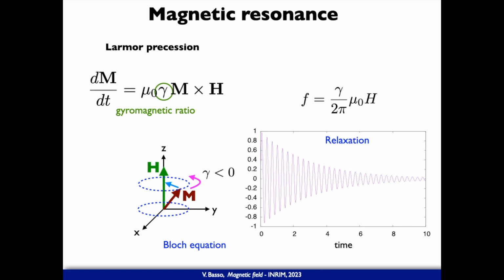The point is that the frequency of these oscillations is related to the magnetic field by the gyromagnetic ratio. So if we know the gyromagnetic ratio of something, for example an elementary particle, an atom, a system, or whatever, if we are able to detect the precession frequency, we have a measurement of the magnetic field. This is a method which is employed in so many instruments.